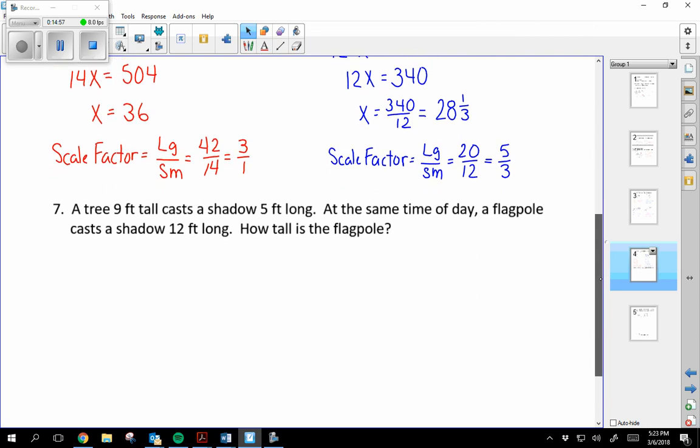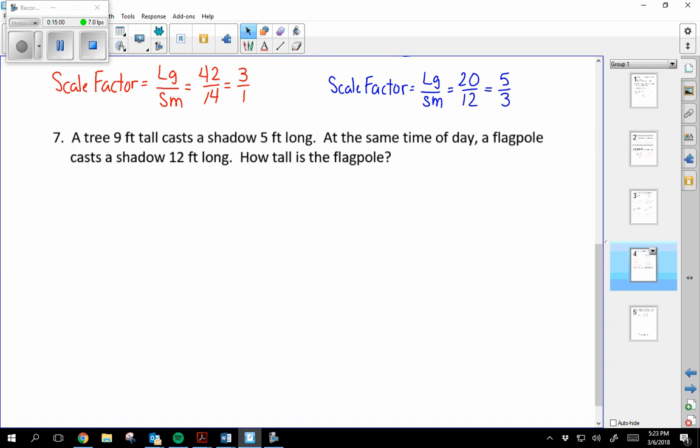And then we move into a couple word problems. In this case, we have a tree that's 9 feet tall. We always assume that trees, buildings, people are standing straight up unless the directions tell us otherwise. And it's casting a 5-foot shadow.